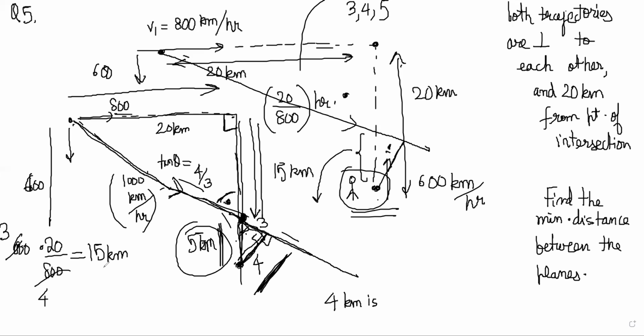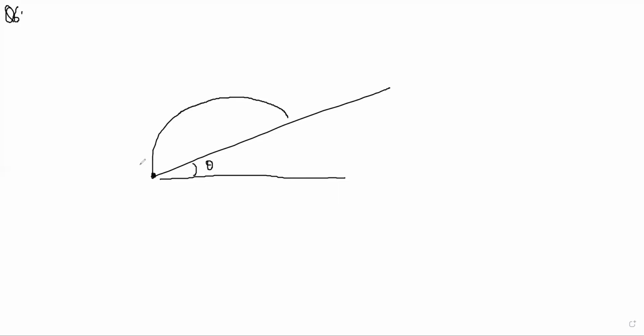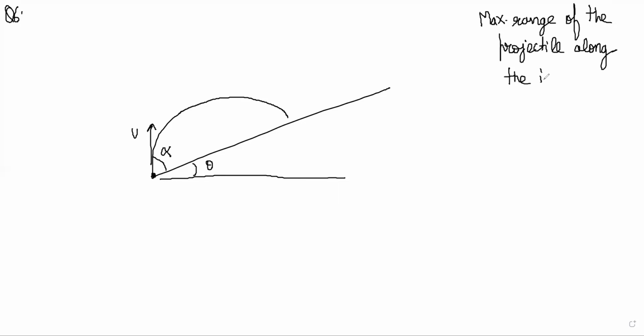So the fairly straightforward question, once you got the idea. I will do one last question, which will be about range and range of a projectile on an inclined plane. So the question is very standard, and sometimes people struggle with this. So I'll just solve this for you. If this is the angle theta and you launch a projectile with an angle alpha, and let's say this is velocity v, the question is asking you the maximum range of the projectile along the inclined plane.